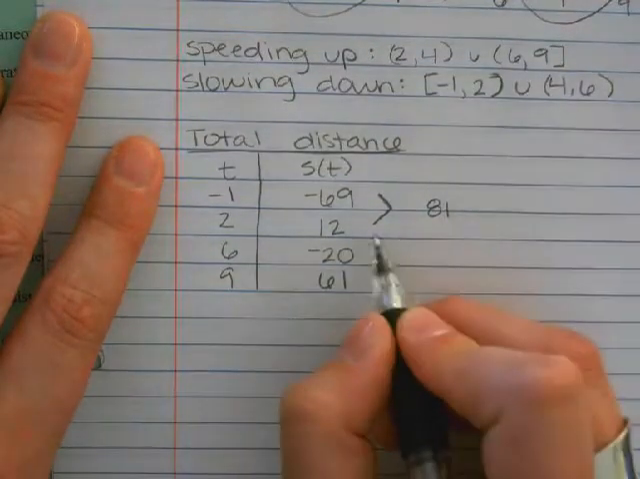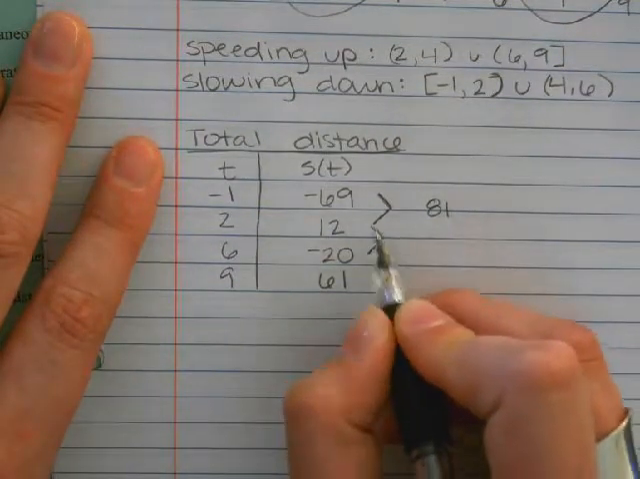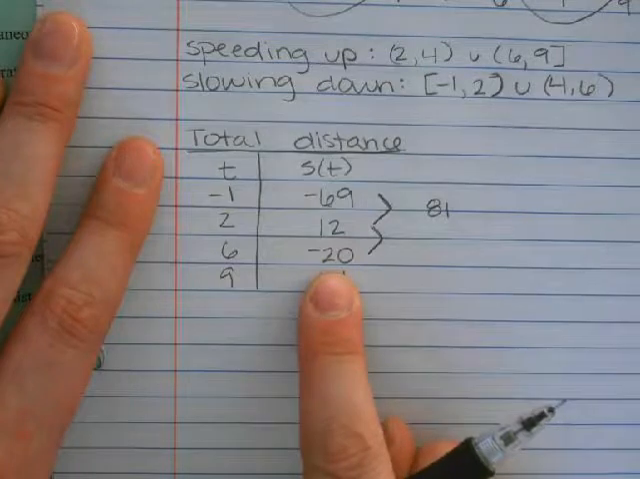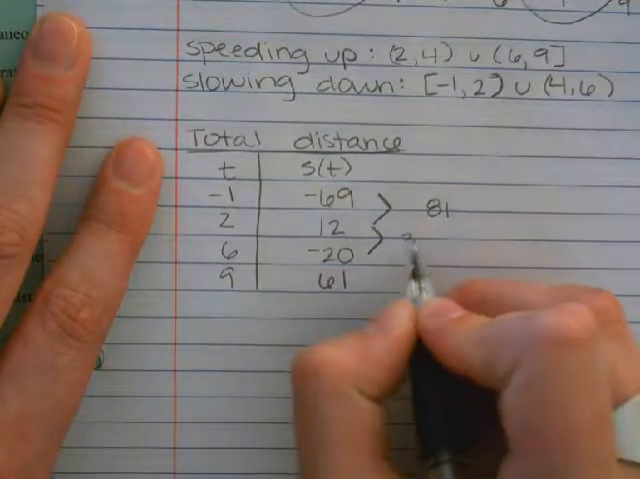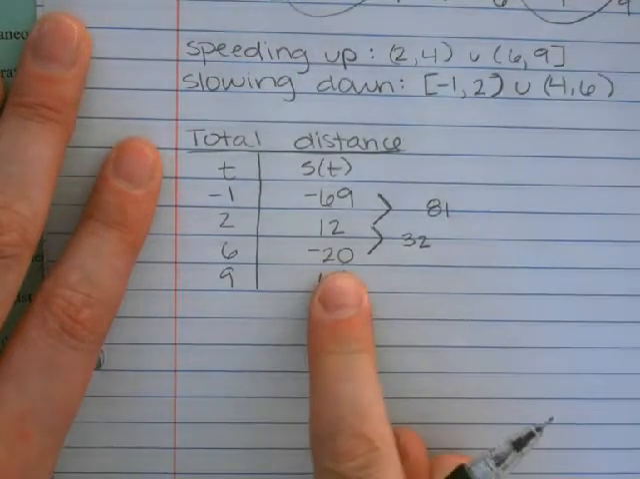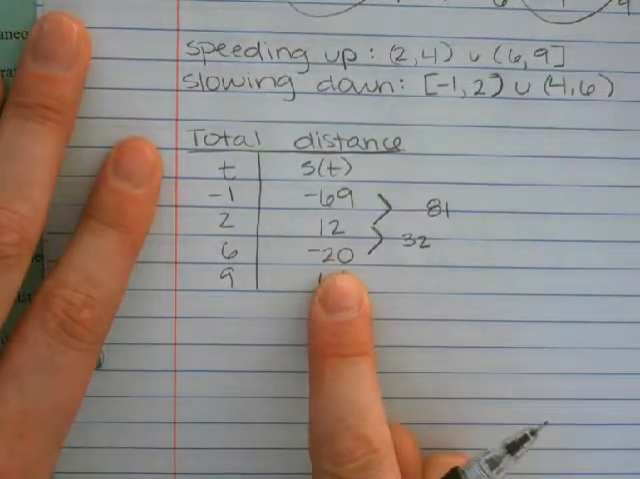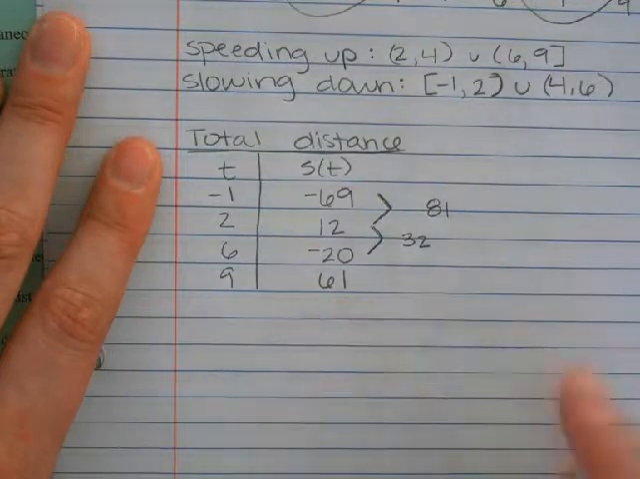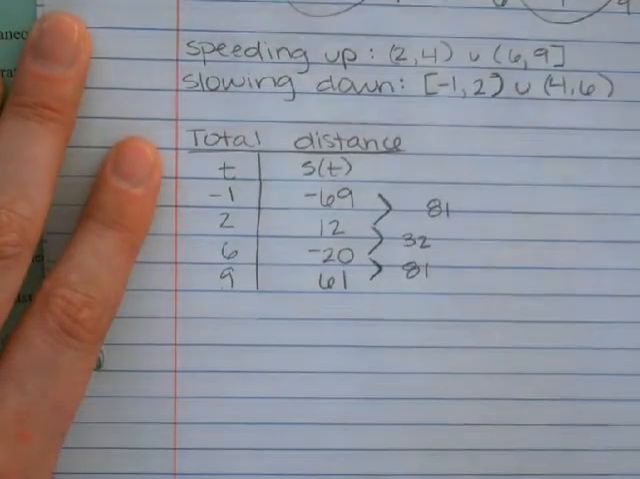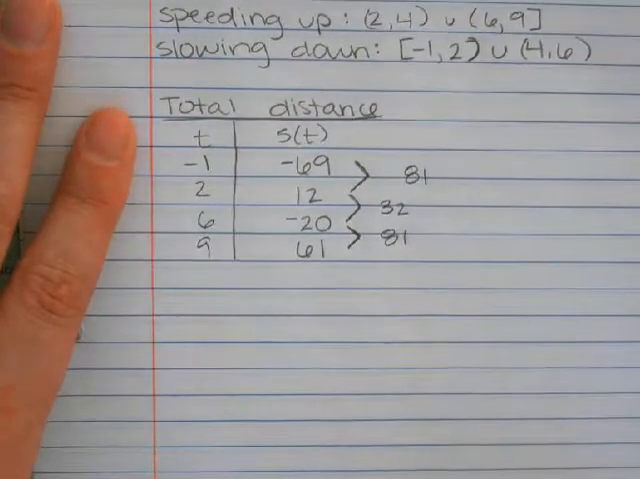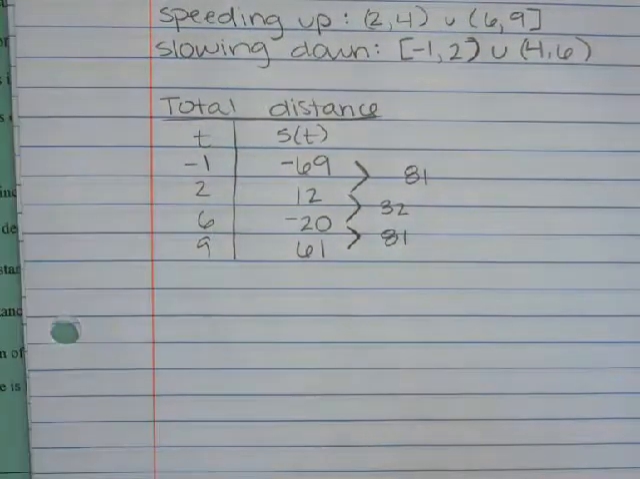If you were at 12 to the right and you went all the way back to 20 to the left, how many spaces have you gone? 32. If you were to the left 20 and you went all the way to the right 61, how far have you gone? 81. Okay, so we just need to add those up to find our total distance. So 81 plus 32 plus 81.